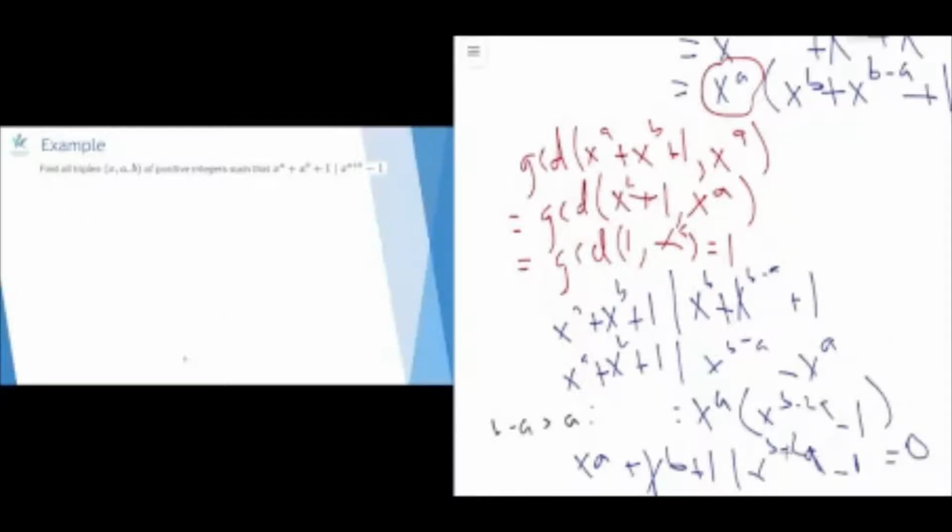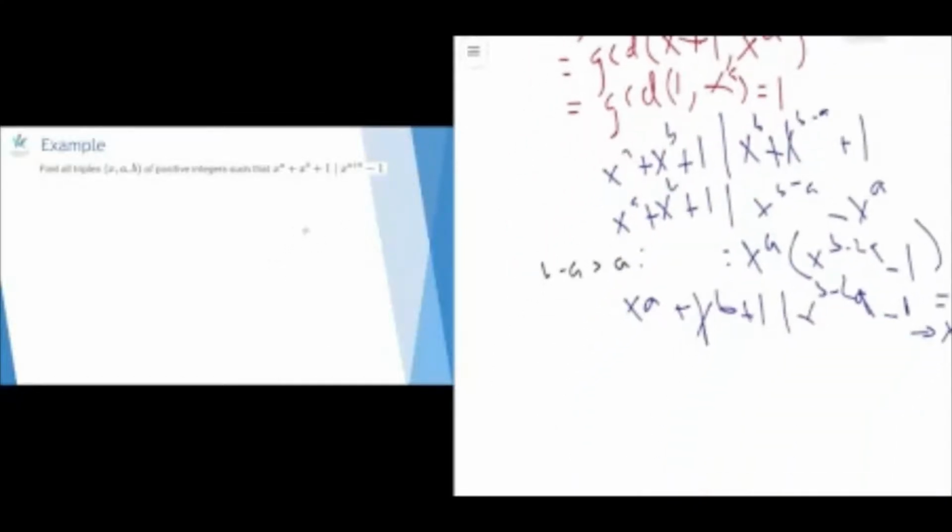So this means that x to the b minus 2a is equal to 1, which implies that x equals 1. Okay, so that's nifty. That's pretty nifty. But that's just one subcase. We need to consider everything. Okay, so let's deal with b minus a less than a. It should be pretty similar.